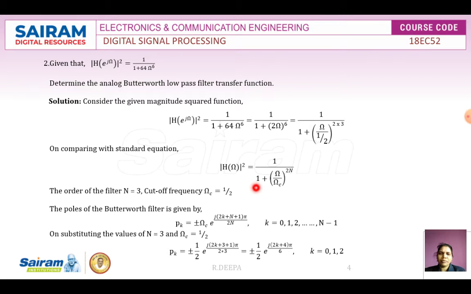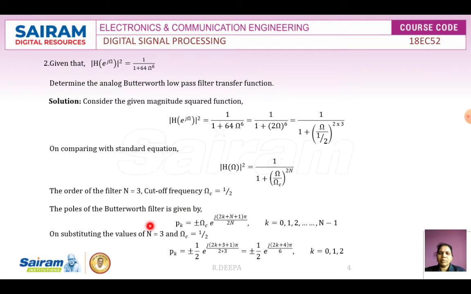So let us compare this H of j omega whole square with the standard equation. Already we have seen the standard equation: modulus of H of omega whole square is equal to 1 divided by 1 plus omega by omega c power of 2n. If I compare these two, I am getting omega c is equal to 1 by 2 and n is equal to 3. Hence the order of the filter is n is equal to 3 and the cutoff frequency is 1 by 2.